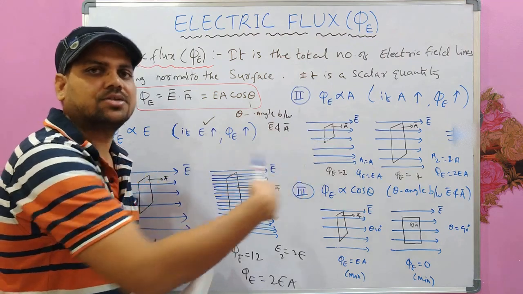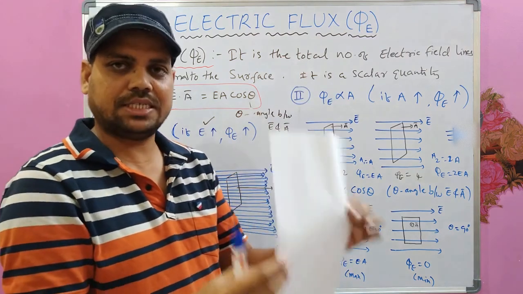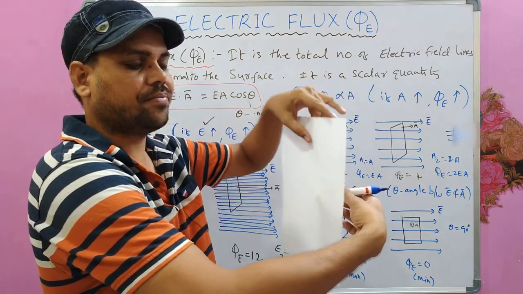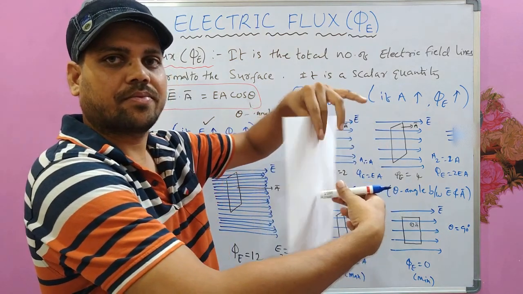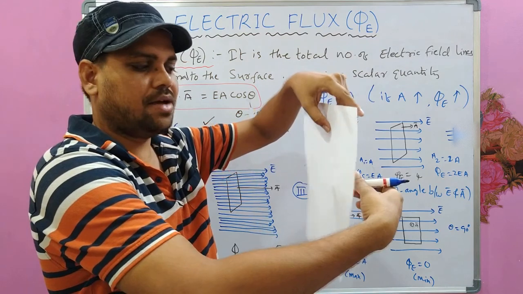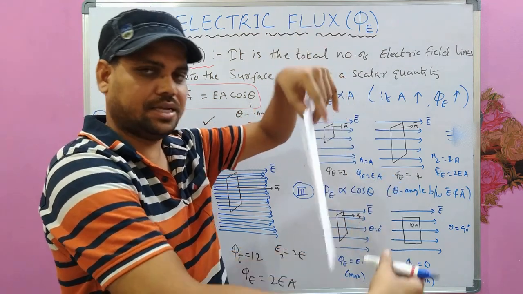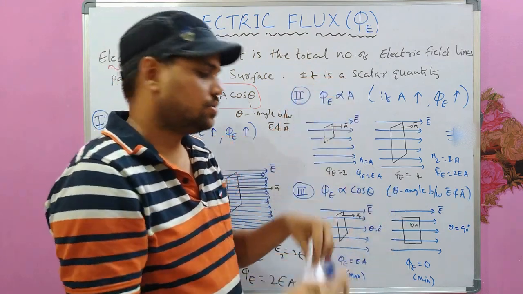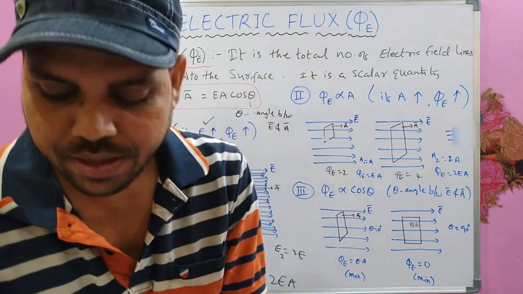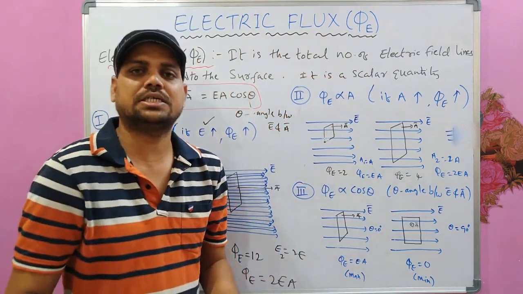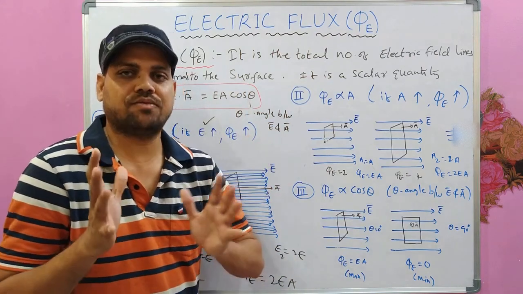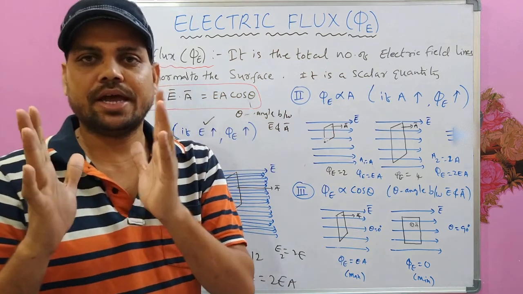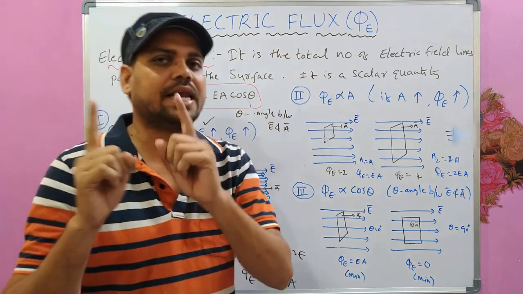Cos 30, cos 60, cos 90. So depending on the value of theta, what is theta here? If E is this, how is the area vector changing? How is the plane of the surface placed in the electric field? So what you have to remember here is electric flux linked to the area of the surface is depending on the angle between area vector of that surface and electric field direction.